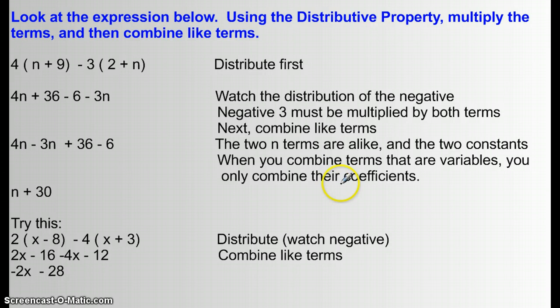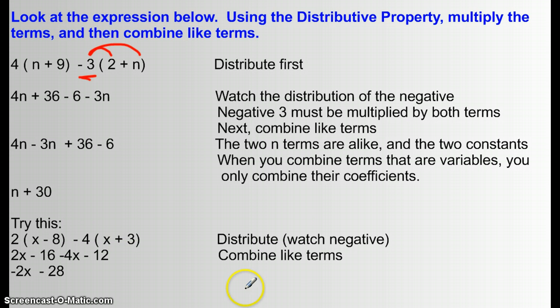And then we take minus 3 and we multiply it by 2, n minus 3 times positive n. So that becomes negative 6 minus 3n. Watch the distribution of negative. That negative has to stay with the 3. So it's negative 3 times 2 and negative 3 times n. Okay? The next thing we're going to do is combine our like terms.